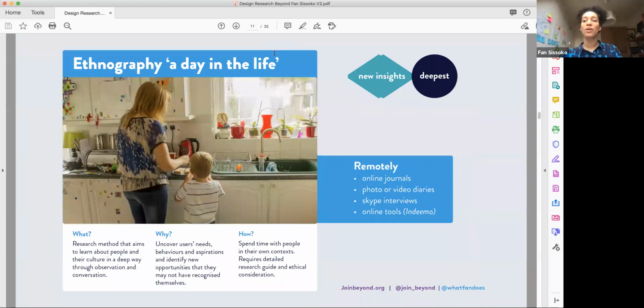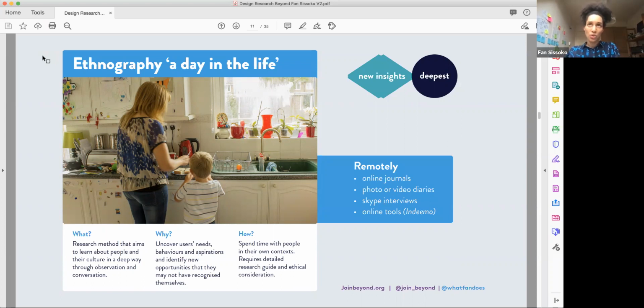Okay, so the first method that I want to introduce to you is ethnography. Ethnography comes from anthropology, and it's where researchers try to get a sense of a group of people that are bound by a culture, and really understand those people and their culture and their behaviors. In traditional anthropology, it could take years or months, but as designers, we've taken that and adapted it to the fast pace of the design world.